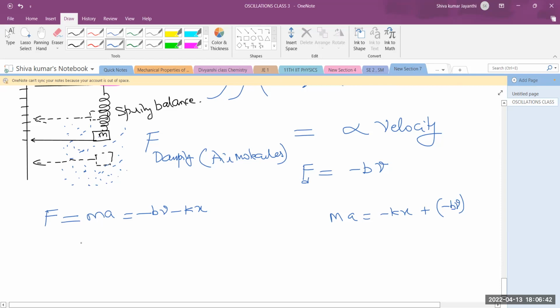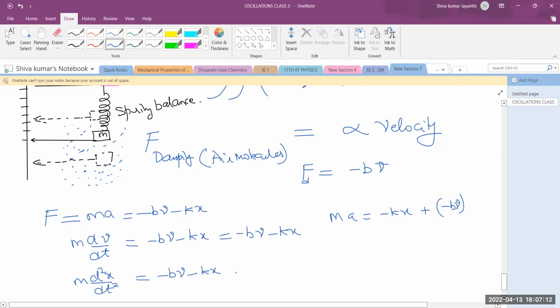This is mathematics. What is the acceleration called as? dv by dt is equal to minus bv and minus kx. Is this understood? Is equal to minus v minus kx. V means what? I told you this is nothing but d square x by dt square is equal to minus bv.